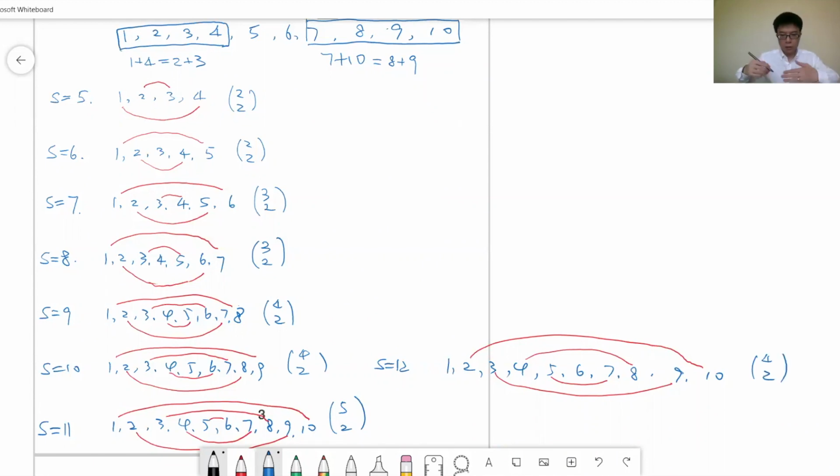Similarly, if you come to our other numbers, say s equal to 13, you'll see that this is still 4 choose 2. S equal to 14, s equal to 15, they are both 3 choose 2, because many small numbers will be discarded. And s equal to 16, s equal to 17, they are just 2 choose 2. And then we just add these numbers.